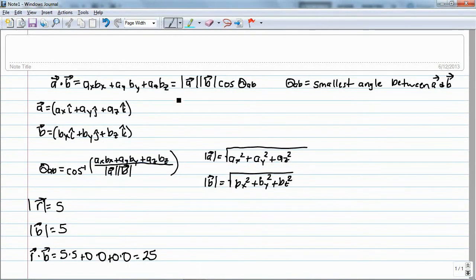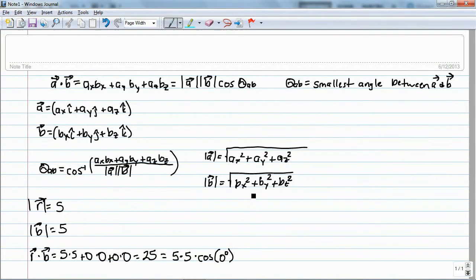And it makes sense using this formula here, because that's equal to, well, I know the length is 5 times the length of another 5 times the cosine of 0 degrees, and cosine of 0 degrees is 1, so this comes out to be correct.